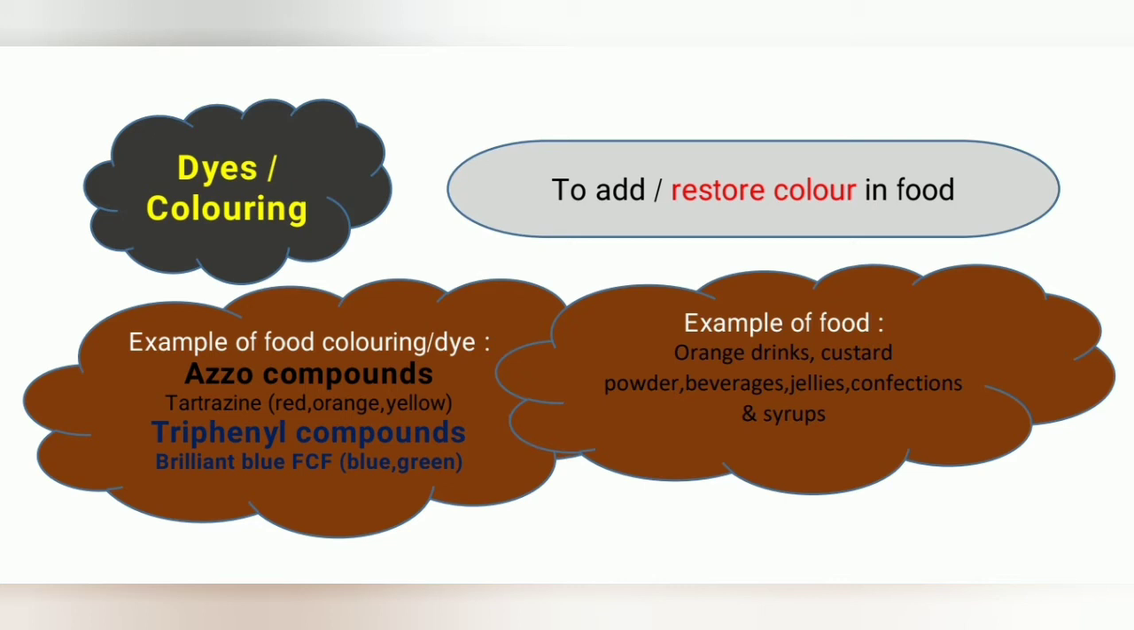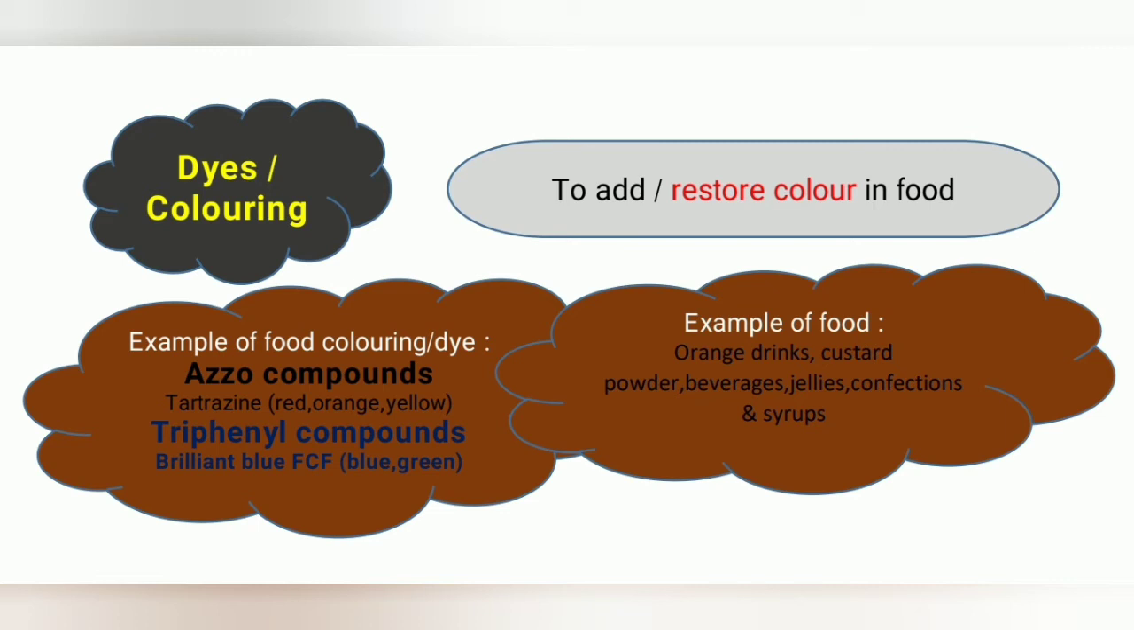Artificial food dyes are usually used because they are more uniform, less expensive, and have brighter colors than natural food dyes. Many food dyes are azo compounds or triphenyl compounds. Azo dyes have colors such as red, orange, and yellow, whereas triphenyl dyes have colors such as blue and green.